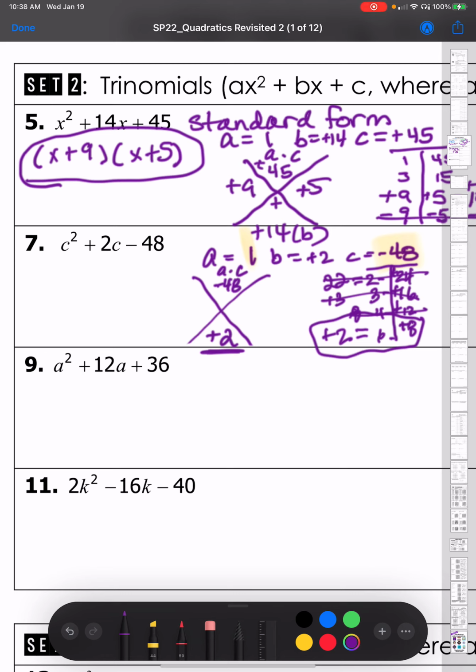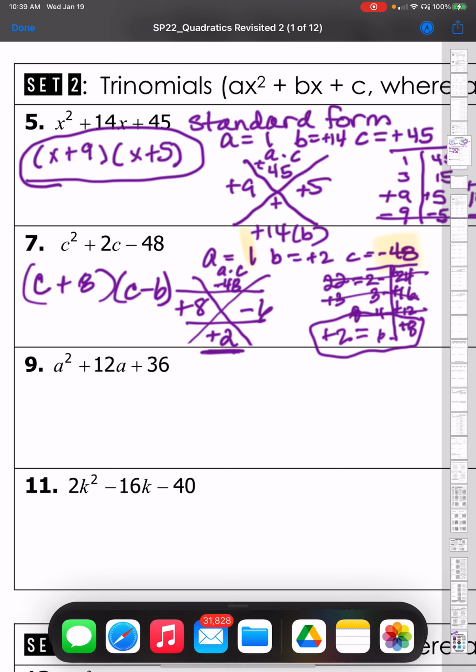So we have positive 8, negative 6. Positive 8, negative 6 equals positive 2. Positive 8 times negative 6 equals negative 48. So perfect. Now we have C plus 8 times C minus 6.